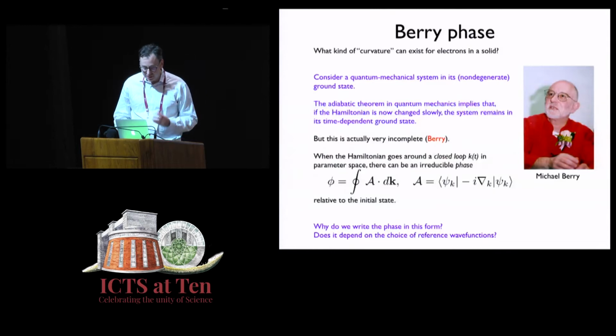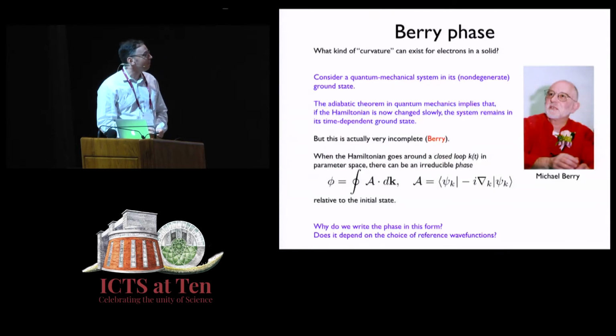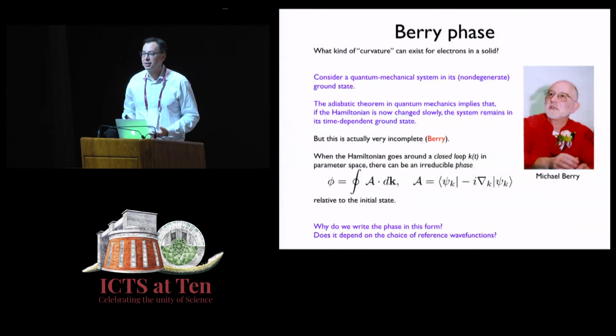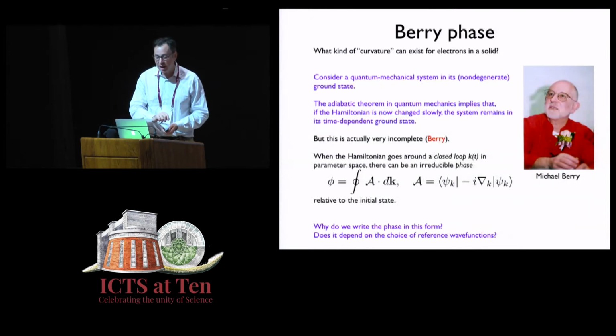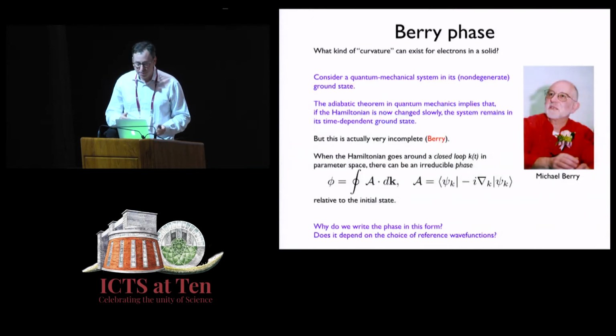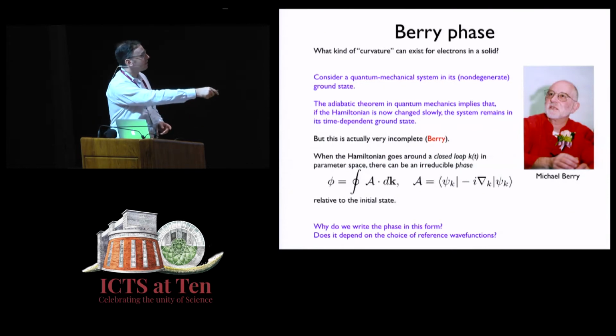But there's another part of the story. There's something more, which is that a phase can build up. In particular, suppose my Hamiltonian is a function of some parameters, like knobs in the laboratory, and I take those parameters around a closed path. Then there's a phase that builds up, which I can write as the integral of a vector potential, or Berry connection, that lives in momentum space.